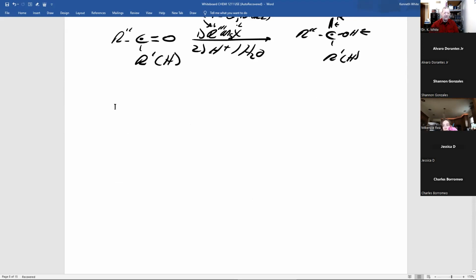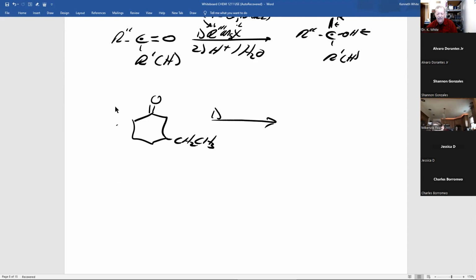Oh, let's do another one. And there you go. What would be the product or products of this reaction? Two-step reaction.